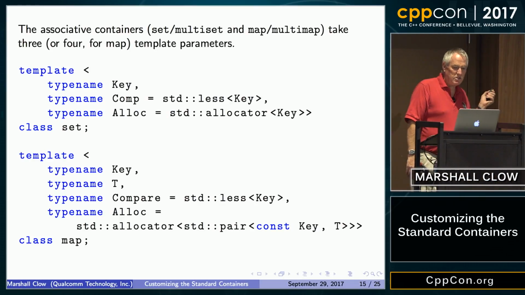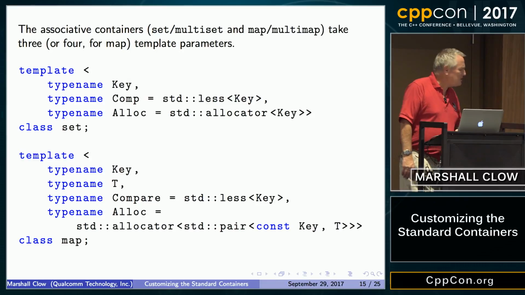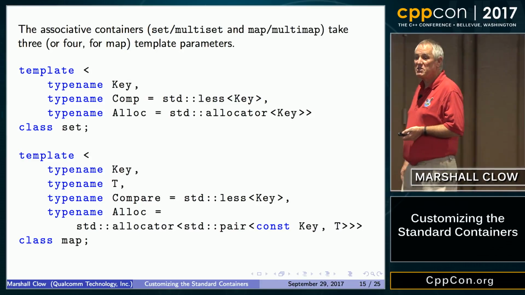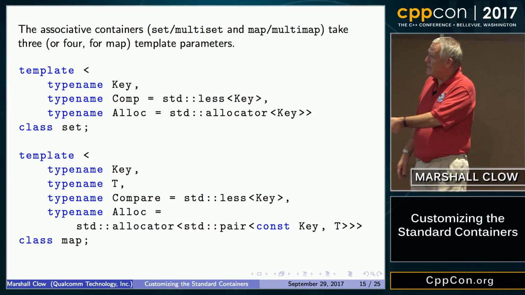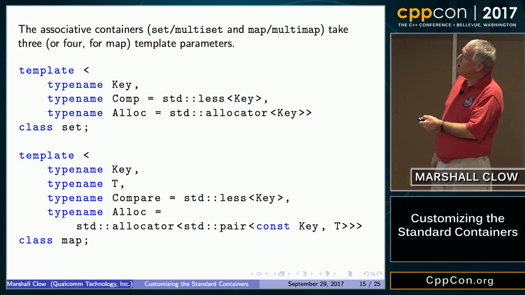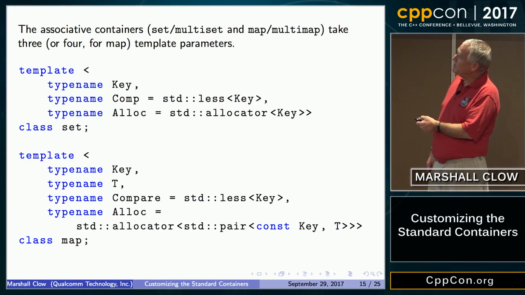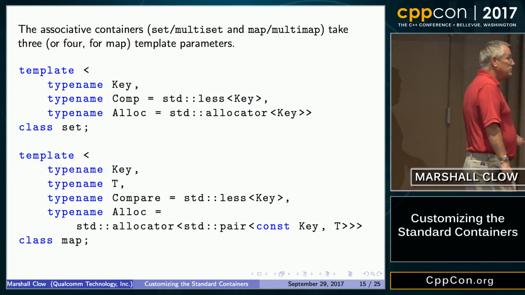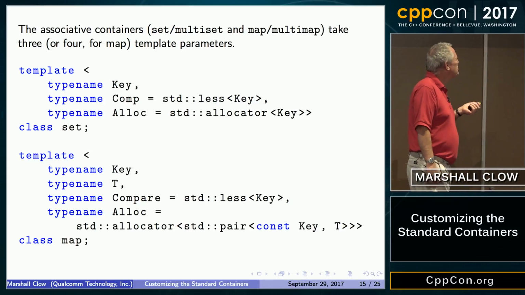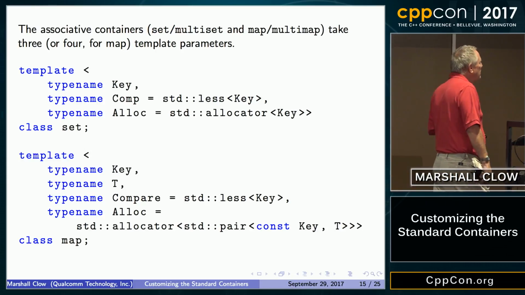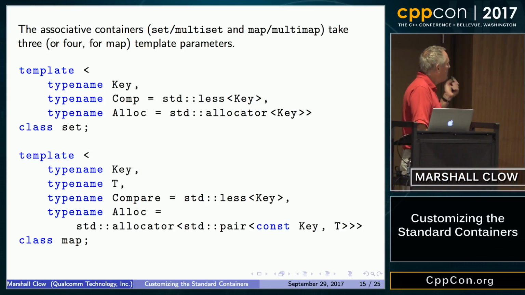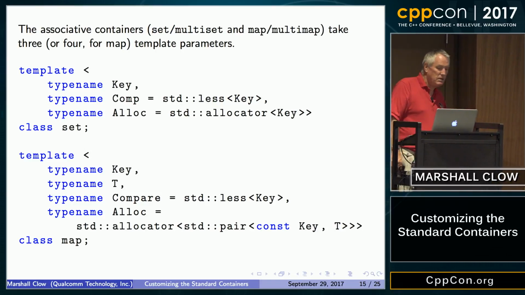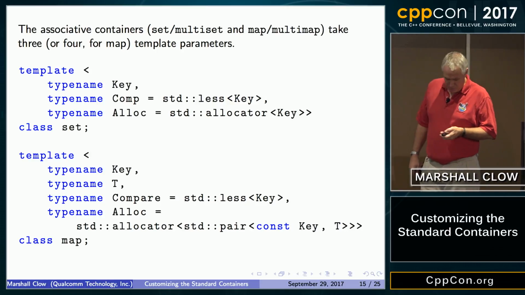Okay, associative containers. Here are the definitions for set and map, and the definitions for multiset and multimap are the same, except for the name. We have a key, and we have an allocator, which is an allocator of key. That looks very much like vector, and it should. But there's this thing in the middle called comp, and that's new. For map, we have key and T, key and value, then alloc, and then comp. What the heck is comp?